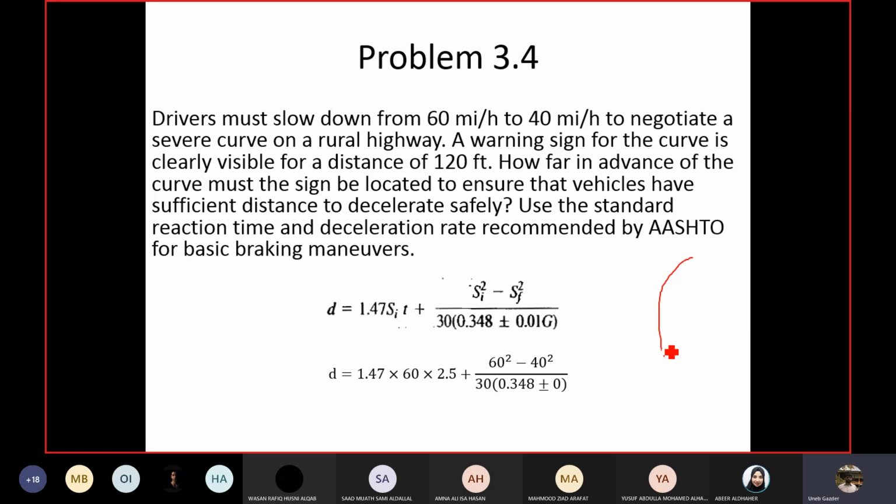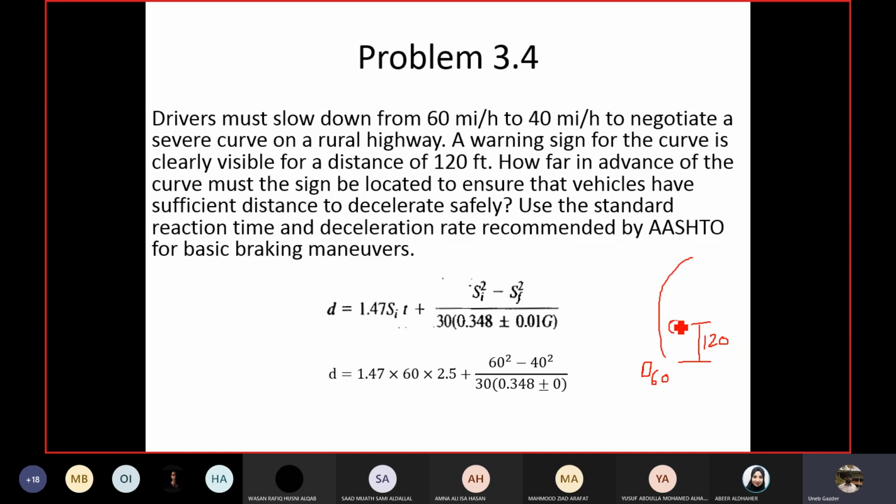So this is the curve. There's a warning sign, and this is the driver. At this point his speed is 60. Now, according to the design of the sign, it is designed to be visible from a distance of 120 feet. So when the driver sees the sign, his distance from the sign is 120 feet. His speed is 60, and at that time he is 120 feet ahead of the sign.